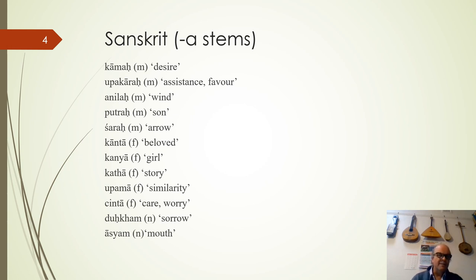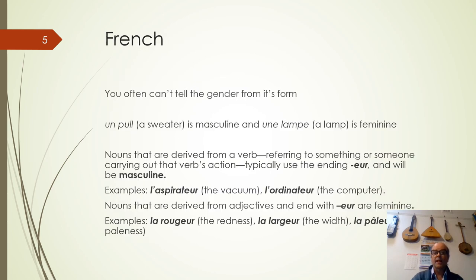Maybe there is, maybe there isn't, but in general it is regarded that in a gender system like this, where every word has to be masculine, feminine, or neuter, most of the words go into a category not because of any inherent feature of the word itself. In French, you often can't tell what a word is. So I think the word for sweater and the word for lamp, one is masculine, one is feminine, but you can't actually tell from the form.